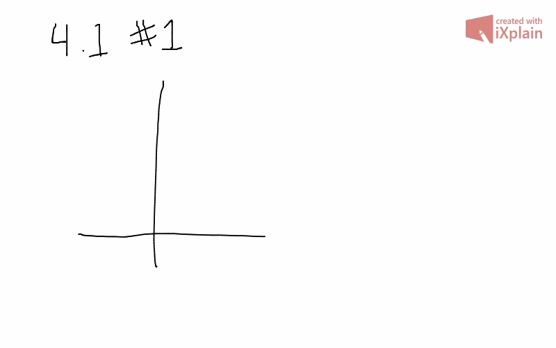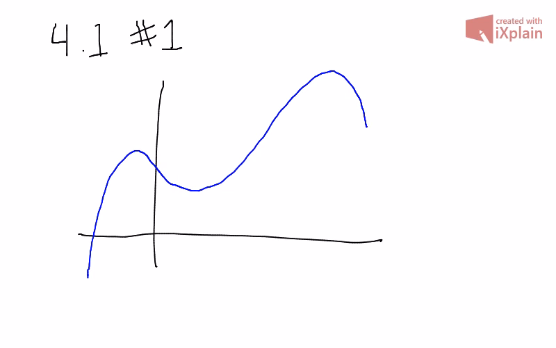Alright, so we're going to get going with number 1 on 4.1. It says indicate all the critical points of the graph. So we're going to draw the graph here. And when you're looking for the critical points, you're looking for the places where the slope is equal to 0.